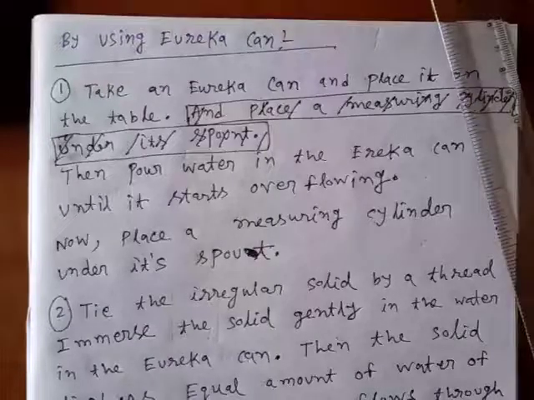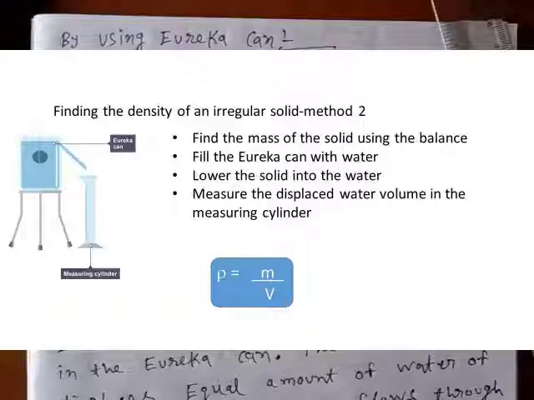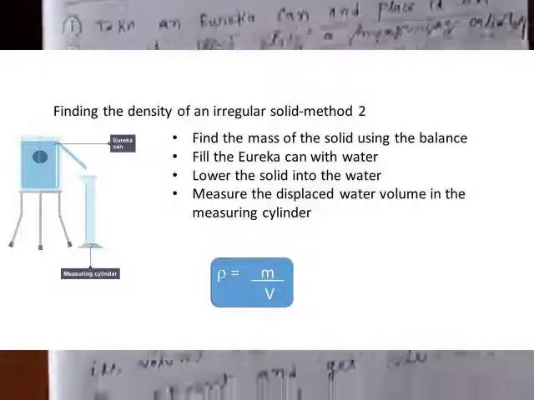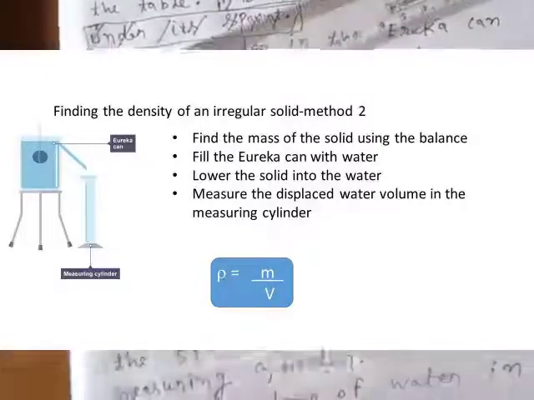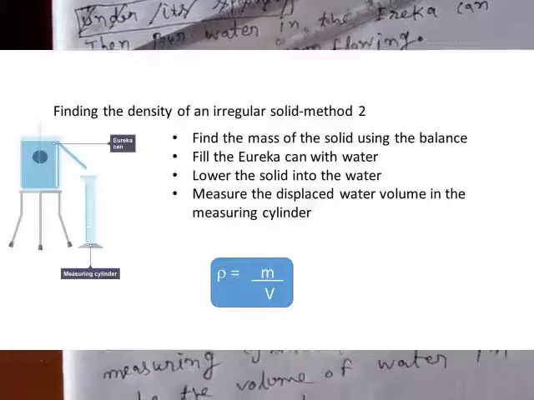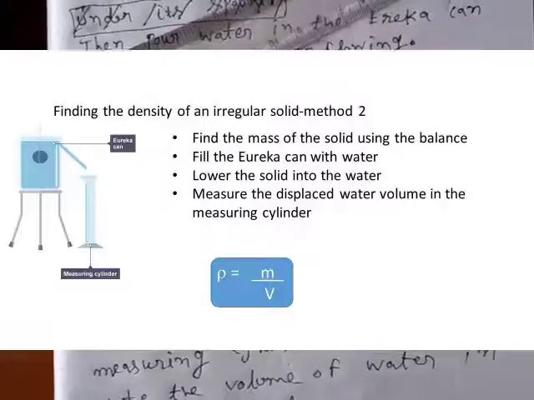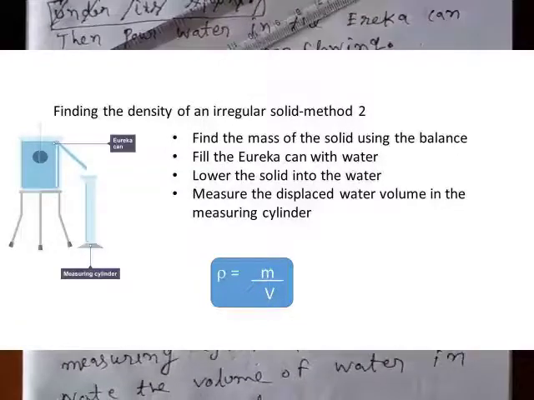Now take a Eureka can and place it on a table, then pour water in the Eureka can until it starts overflowing. Okay. So after filling the Eureka can up to the spout, place a measuring cylinder under the spout of the Eureka can. Then tie the irregular solid with a thread and immerse the solid gently in the water of the Eureka can.